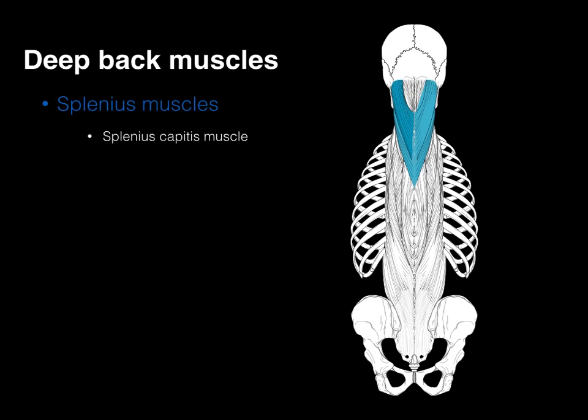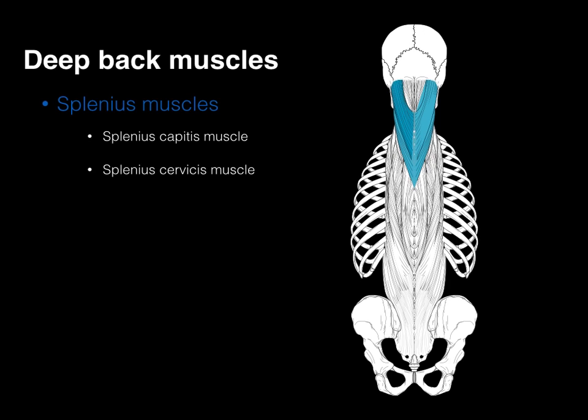And there's two of these. One, the splenius capitis, because it attaches to the head. The origin is down on the spinous processes of the lower cervical and upper thoracic vertebrae. And then it's going to insert on the mastoid process of the temporal bone and a little bit on the adjacent occipital bone. Then there's the splenius cervicis, and cervicis means neck. And so this muscle attaches to the spinous processes of the upper thoracic vertebrae, and it inserts on the transverse processes of the upper cervical vertebrae.